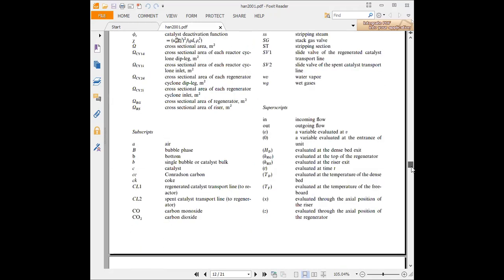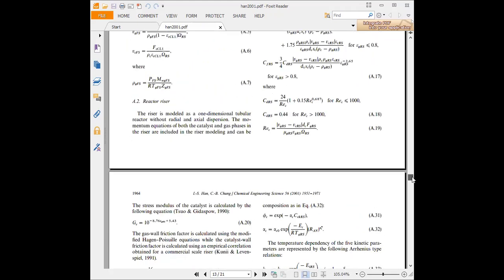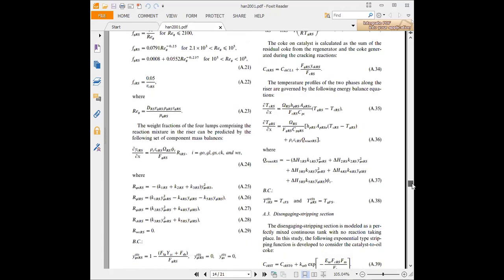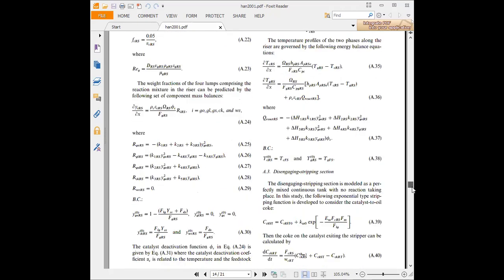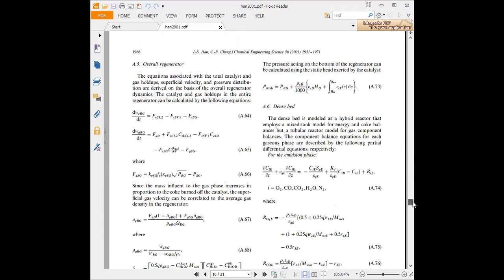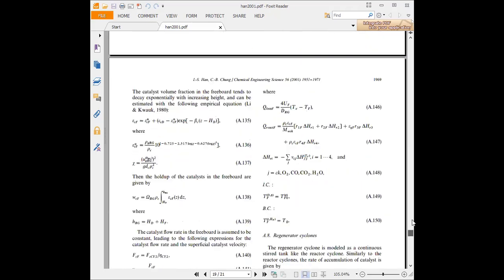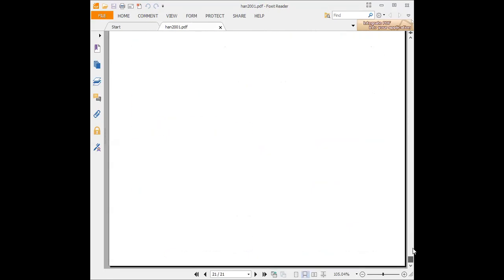Okay, so these are the notations and all these things whatever they have mentioned. I think they have given the, yeah, it is here, see the appendix, process model equations. So these are for the fluid vaporization section, the reactor riser, disengaging stripping section, reactor cyclone. So these are the equations associated with this work. Okay, so you are requested to go through it.